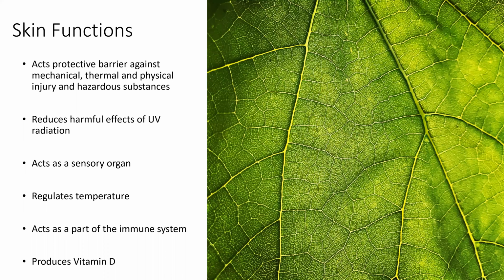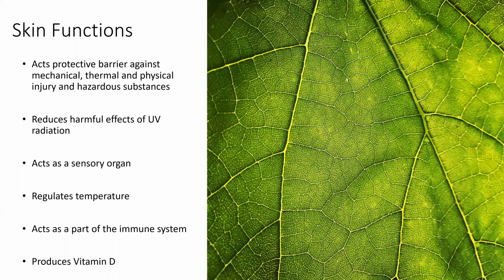Keep in mind that this is not an extensive list. So your skin does more than this, but these are some of the most important things. And you'll see why we talk about the skin as not only being the biggest organ in the body, but also a vital organ. So first of all, I think maybe the most obvious of all, skin is a protective barrier against mechanical, thermal, and physical injuries.